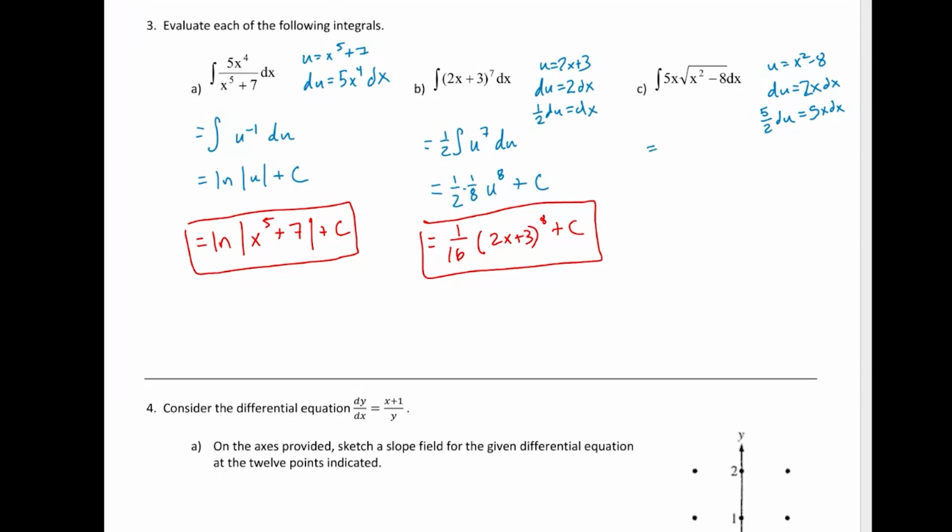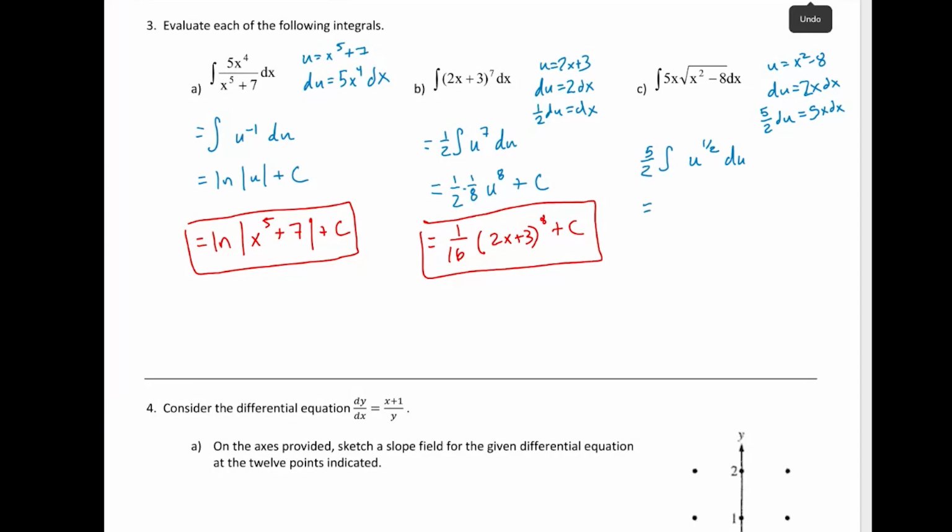So this integral will equal the integral of the square root of u. So it's really going to be like, maybe I should write that as u to the 1/2, and then times 1/2, or 5 halves, du.